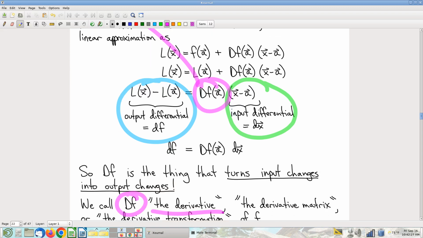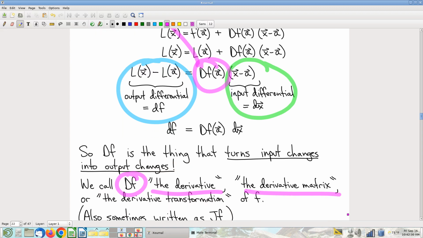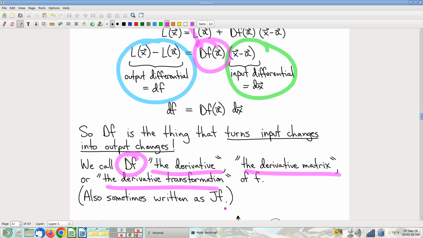df. It's the derivative, aka the derivative matrix, aka the derivative transformation, because it's a linear transformation, of course. Also sometimes referred to as the Jacobian. Somebody mentioned that earlier. And in such cases, usually written as J instead of D. But all the same thing. This is the derivative because it's the thing that turns input changes into output changes. So not really just a notational shorthand, particularly anymore. Now it's a natural thing. This matrix is a natural thing. It's the derivative of the function.